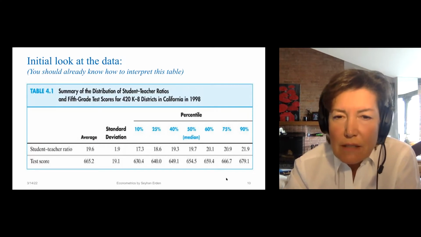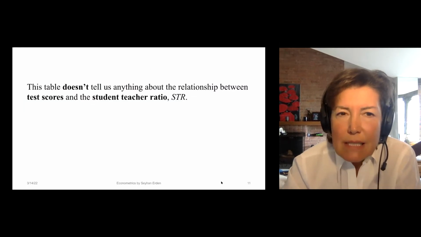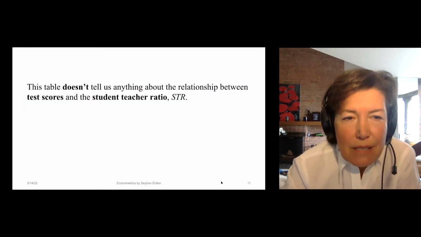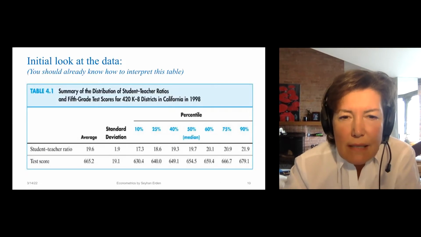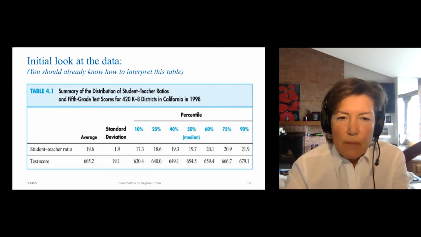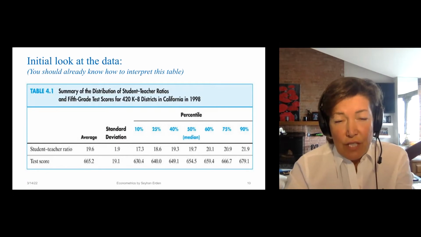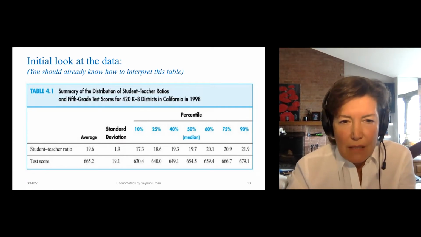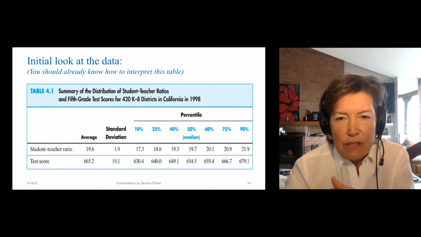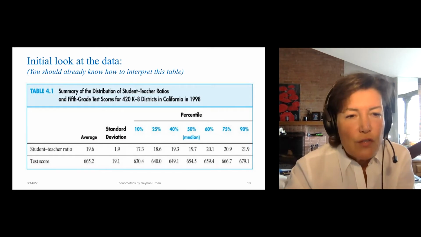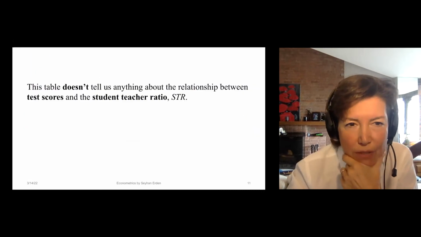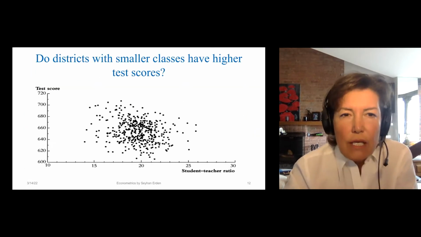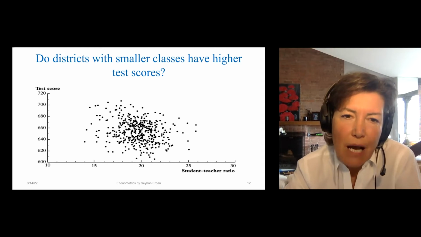But that's actually not correct, because this table doesn't tell us anything about the relationship between test score and student-teacher ratio, right? Let's look at it again. It just separately looks at student-teacher ratio and gives us information about it, what's the average, standard deviation, and the percentiles. And it also looks separately at test score. So how are we going to look at the relationship between these two? Here it is, we can graph it.